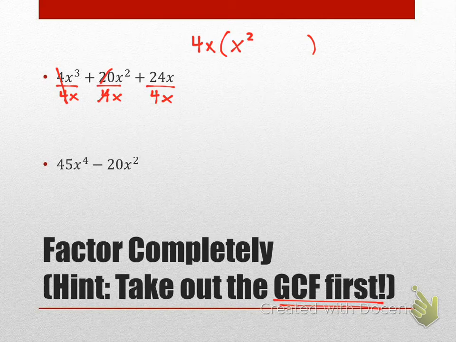Then 20 divided by 4 is 5. x squared minus x is x. And 24 divided by 4 is 6. What happens to the x's there? Cancels out. Now, here's step number 2. Step number 2 is factor what you have left in the parentheses.